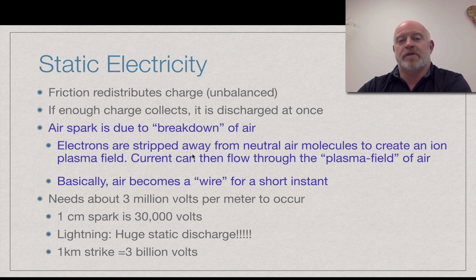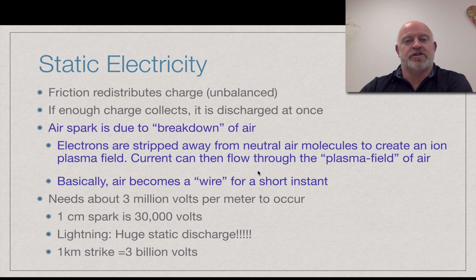And that big dump of electrons is the static charge, or that static electricity that we have. Okay, the easiest way to look at it is, for an instant in time, the air becomes a wire for it to travel down because of this plasma field. Right? Now, static electricity does come from friction.